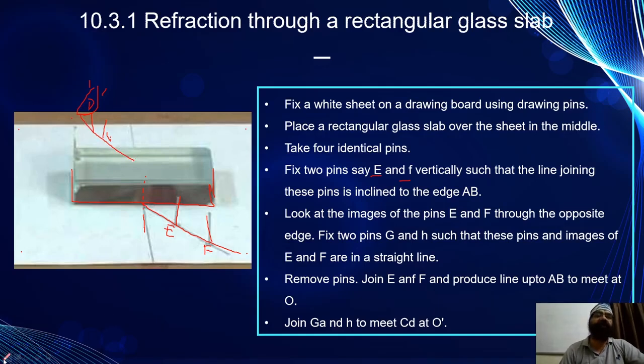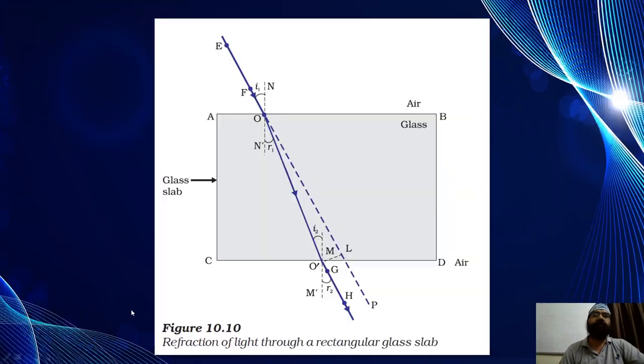Then I remove the glass slab and I join this point and bring it close to the edge. We go to the next sheet to see what kind of a figure we get. Okay, this is the figure we get. Now, E and F were the two pins that we put in initially, and G and H were the two pins that we aligned with the displaced images of E and F. So now we have got these two.